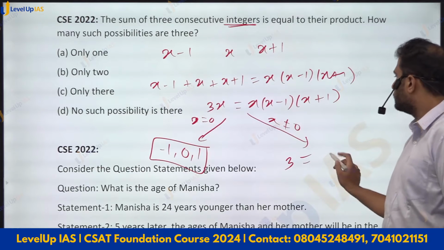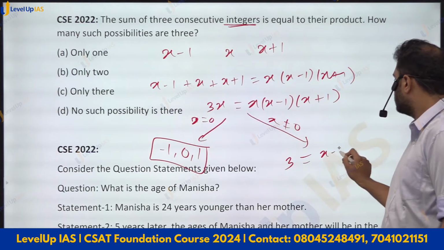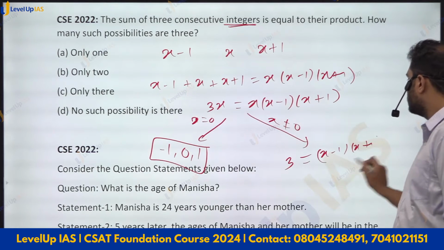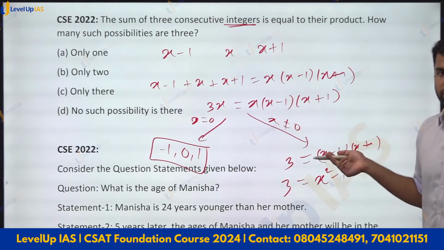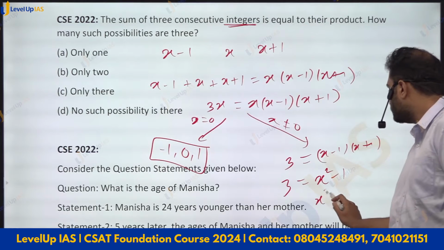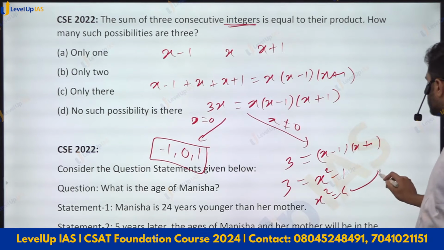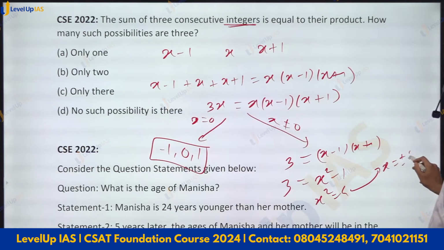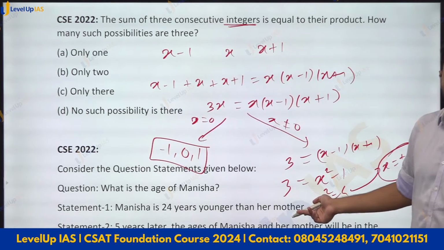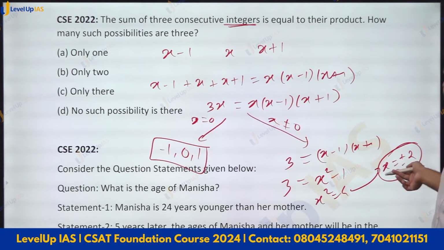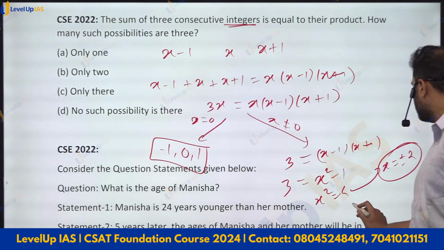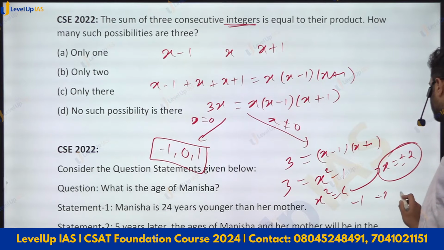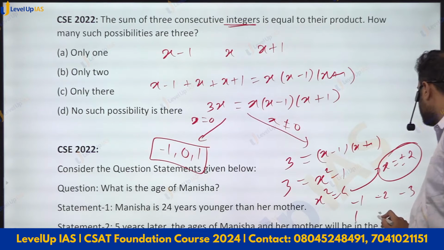Now if x is not 0, we can cancel x. So we get 3 is equal to x minus 1 into x plus 1. So 3 is equal to, what is this? This is nothing but x square minus 1. This is direct multiplication. So x square is equal to 4, which means x is equal to plus or minus 2. Because x is an integer, not a natural number, minus 2 squared is also 4. That is why x has two values, plus 2 and minus 2. So what do we have? Three options as minus 1, minus 2, minus 3 and 1, 2, 3.